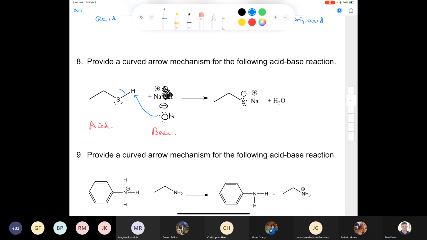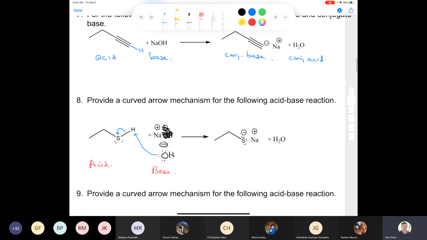And then the acid is the proton donor. And based on the Lewis acid definition, the Lewis acid is the electron acceptor. It makes total sense. We have an electron acceptor, our Lewis acid, and the Lewis base is the electron donor. There we go. So there's a curved arrow mechanism.